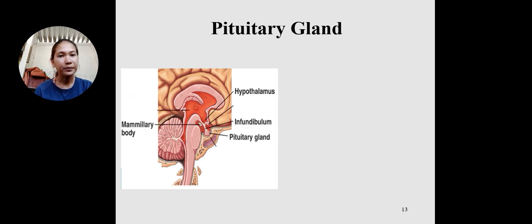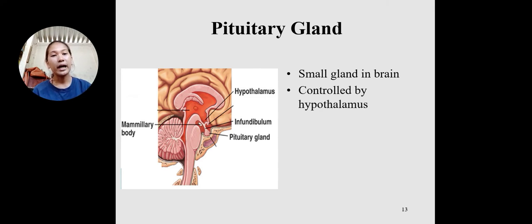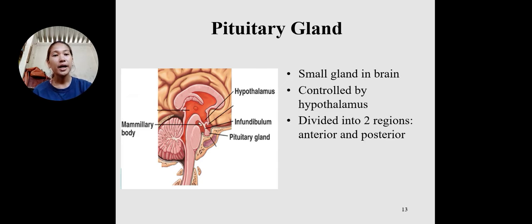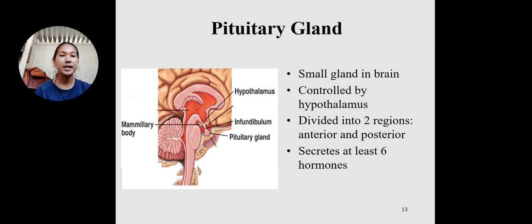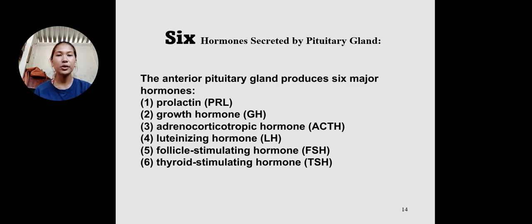Pituitary gland. The pituitary gland is composed of the hypothalamus, infundibulum, pituitary gland, and the mammillary body. The pituitary gland is a small gland in the brain. It is divided into two regions, the anterior and the posterior. And lastly, it secretes at least 6 hormones. So, what are the 6 hormones secreted by the pituitary gland? The anterior pituitary gland produces 6 major hormones.